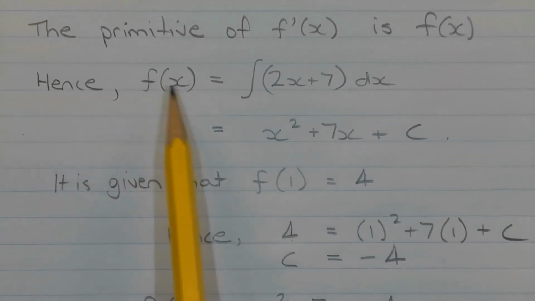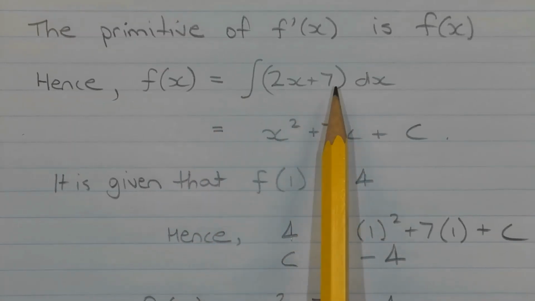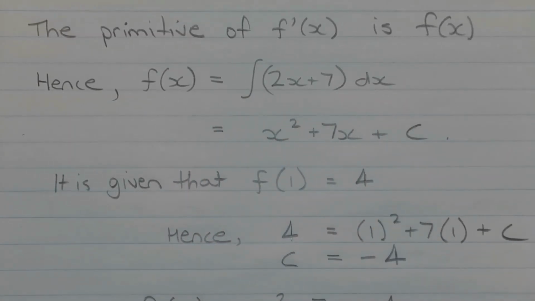Hence, f of x is equal to the integral of 2x plus 7 with respect to x. So integrating 2x plus 7, we get x squared plus 7x plus the constant of integration c. Now it's given that the graph of y equals f of x passes through the point (1, 4). So f of 1 is equal to 4. So when we substitute 1 for x here and here, the value of f of 1 is equal to 4. So we can use that to find the value of the constant of integration c.